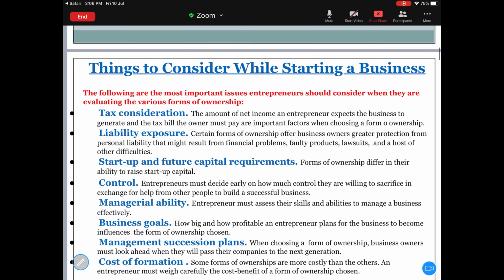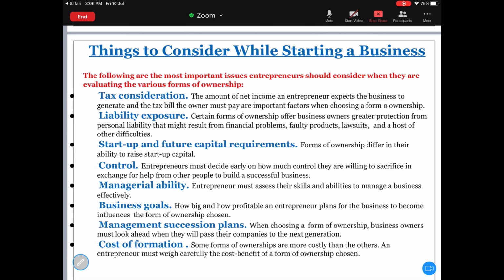So, we should start with the things to consider while starting a business. The following are the most important issues entrepreneurs should consider when they are evaluating the various forms of ownership. First is the tax consideration. That means the amount of net income an entrepreneur expects to get, and the tax bill the owner must pay are important factors when choosing a form of ownership.